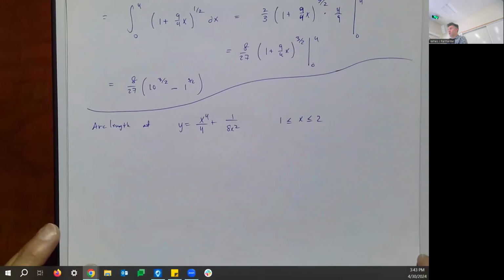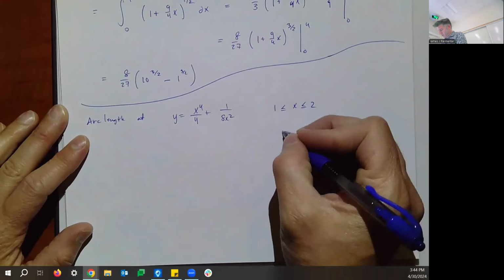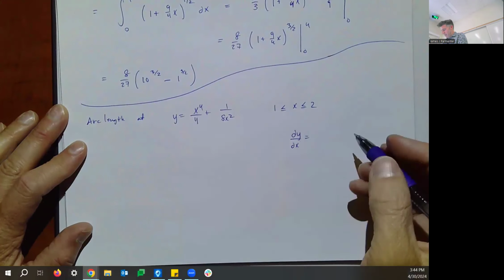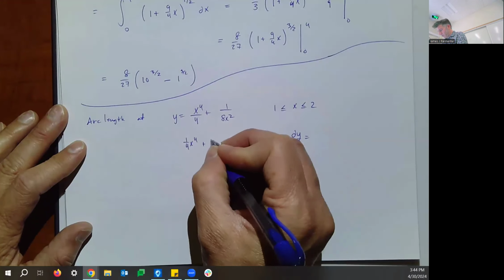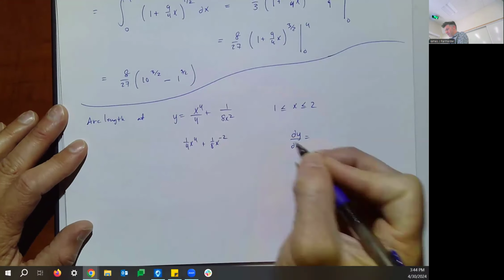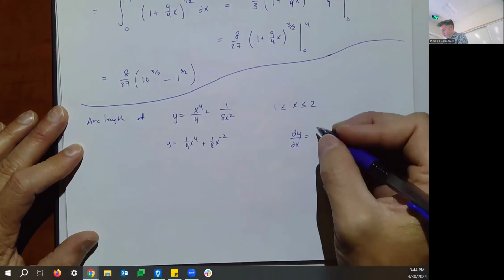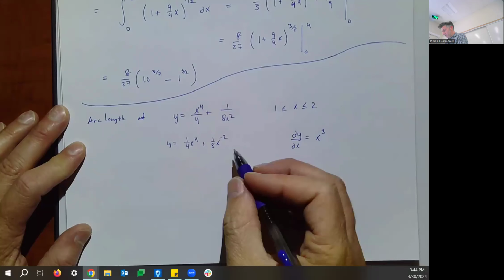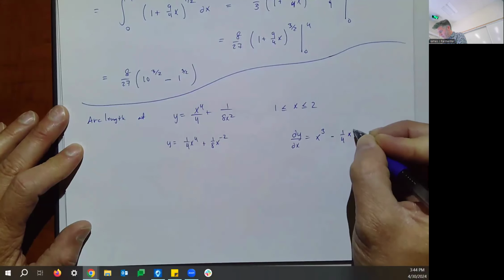So there's not a lot to do here other than find the derivative, square it, and throw everything into the formula. Let's go ahead and find the derivative over on the side. Our derivative dy/dx, I might rewrite this as 1/4 x to the 4th plus 1/8 x to the negative 2nd, just to make it easier to differentiate. So my derivative is going to be 1/4 times 4x cubed, which is just x cubed. And then 1/8 times negative 2 is negative 1/4 x to the negative 3rd.